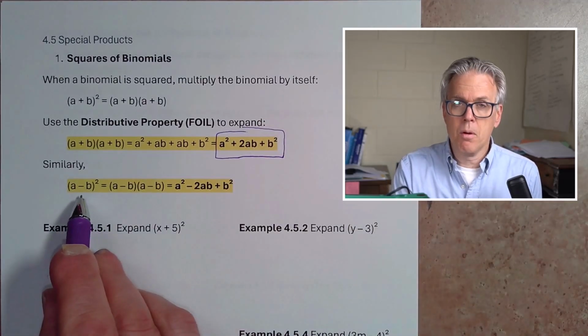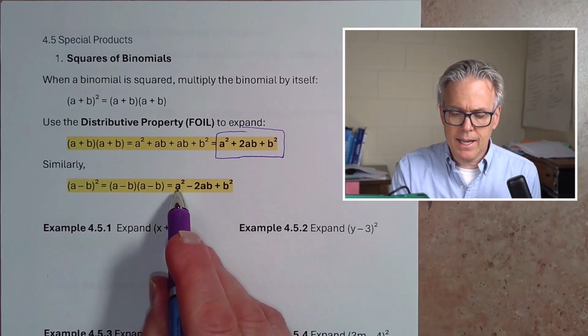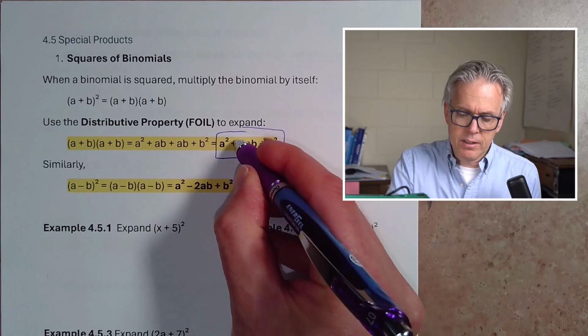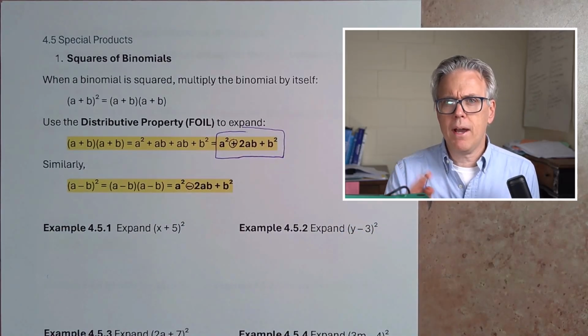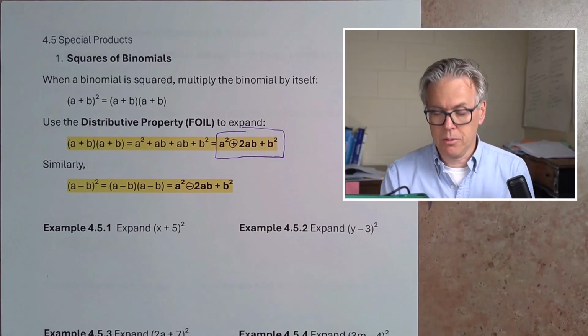And similarly, for when we have a minus b quantity squared, we get a squared minus 2ab plus b squared. So the only difference here is this sign right here when we're doing that. So there are two ways we can do this. I'll show you the pattern way, and then I'll show you another way.